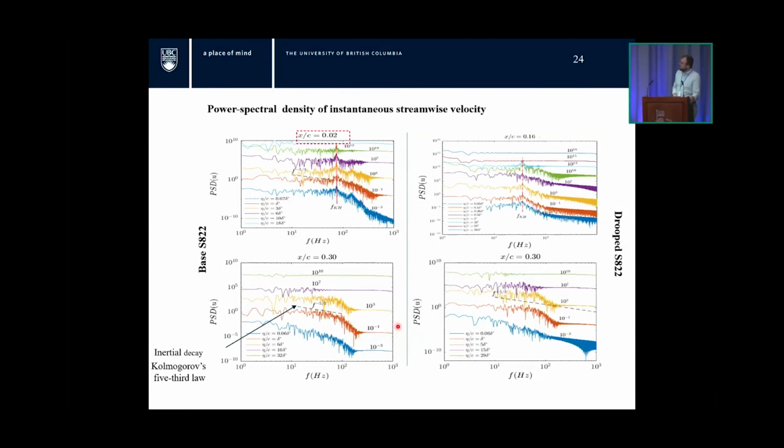The final comment here is that around 30% chord, we get a very small portion of inertial decay that follows Kolmogorov's 5/3 law, this right here. This is a small portion of it. And one could argue that that's an indication of excessive dissipation in our numerical scheme. That's possibly the case, but I think it's more likely that the flow hasn't had a chance to develop inertial scales yet because it's transitioning and the turbulence is still developing as it flows over the airfoil. By 30% chord, it's barely reached what we would consider a fully turbulent boundary layer.